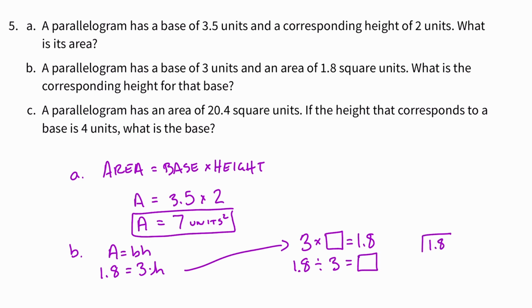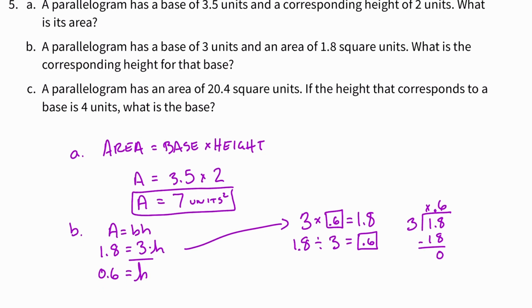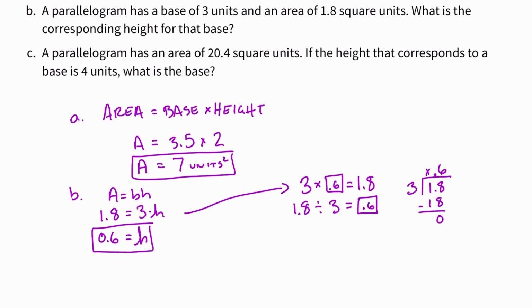So let's do the long division, carry the decimal, or bring up the decimal point, and it looks like 3 goes into 1.8 6 times, so it's going to be 0.6. 0.6 units as the height.